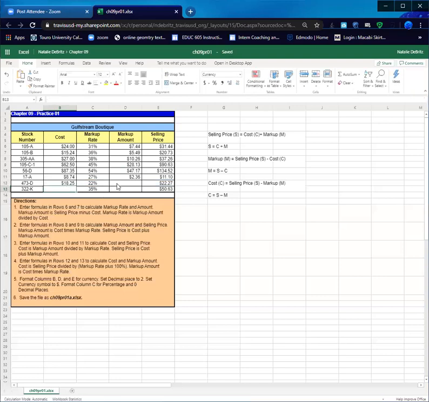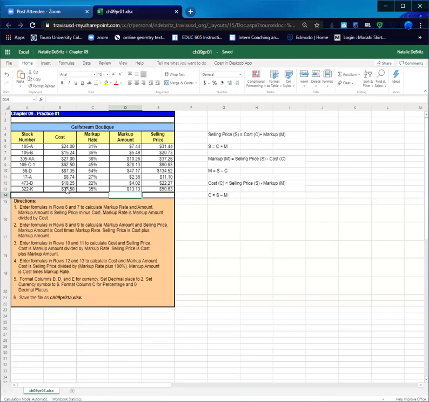And then I'm going to find the markup amount, which is going to be the selling price minus the cost. Or I could do this times that, which should still give you the same answer. So again, I'm going to find the cost, which is equal to the selling price divided by 1 plus the markup rate. And then I'm going to find the markup amount, which is equal to the selling price minus the cost.